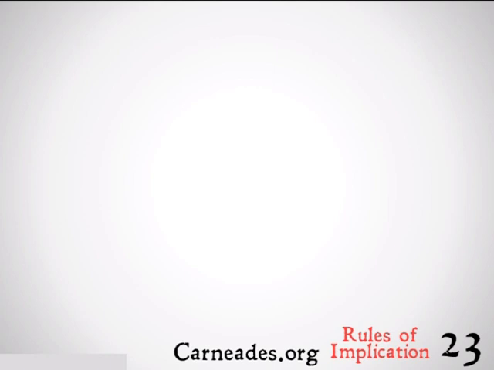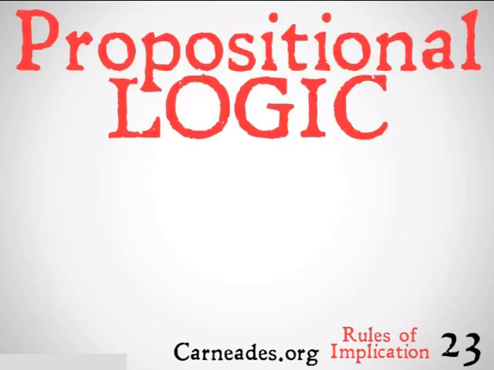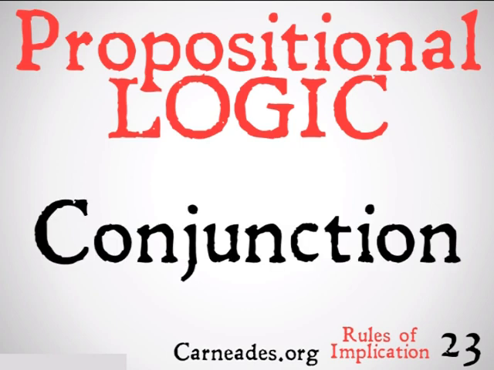Today we're going to be continuing with propositional logic and the rules of implication, learning about a new rule of implication called conjunction. This is actually a pretty simple rule of implication. If you understand the operation conjunction, you should be pretty easily able to understand the logical rule of implication called conjunction, because it's just basically a definition or an explanation of what the conjunction operator does.